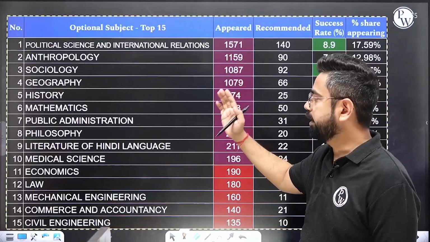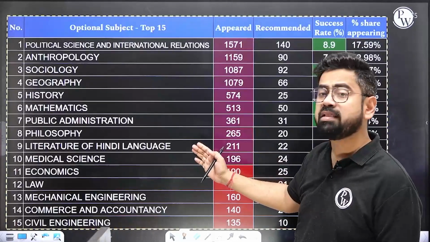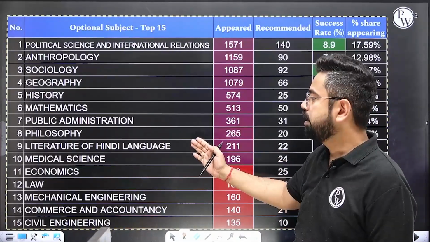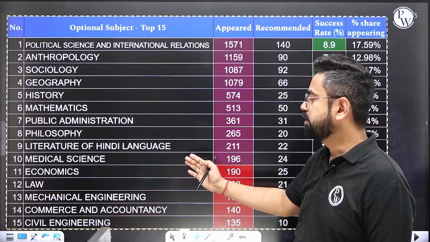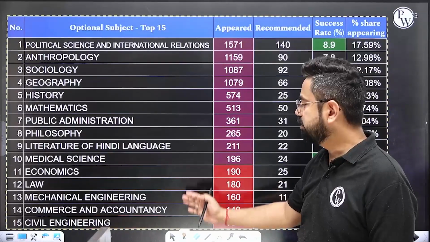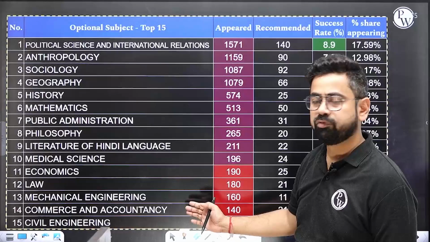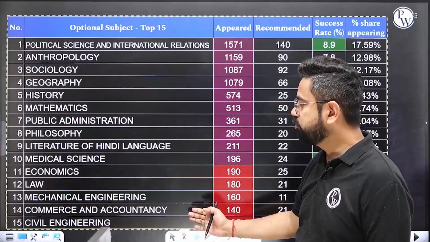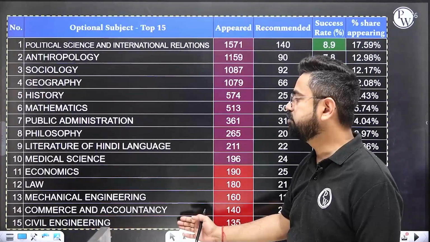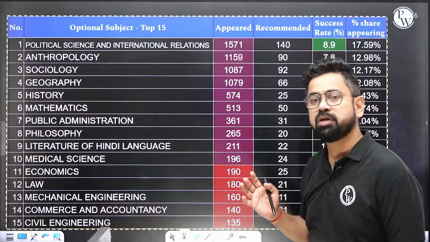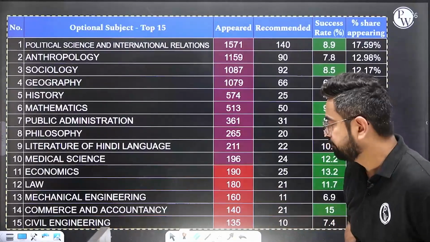Sixth one is mathematics. Then PubAd, philosophy, and Hindi language, by the way, is also amongst the top, right? Then medical science, economics, right? Then these five are at the 10 to 15 number. In the 10 to 15 zone, you have mechanical engineering and civil engineering. So engineering comes in the top 15, not the top 10 basically, right?